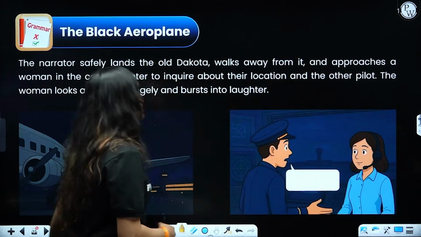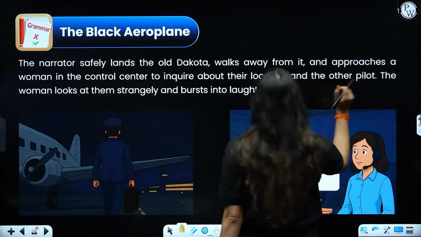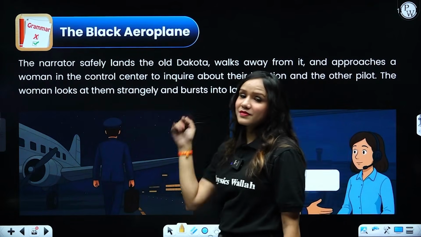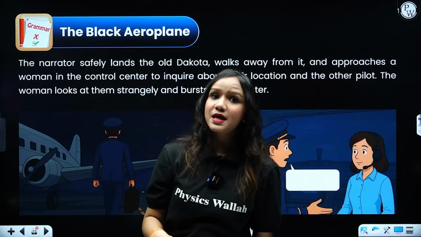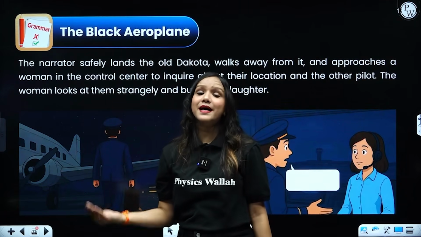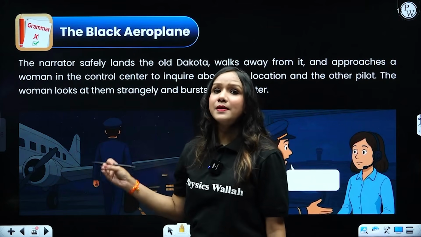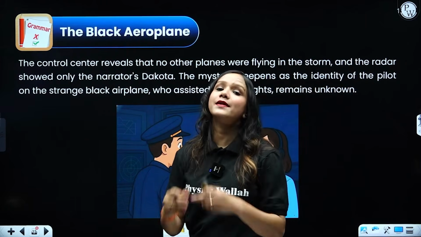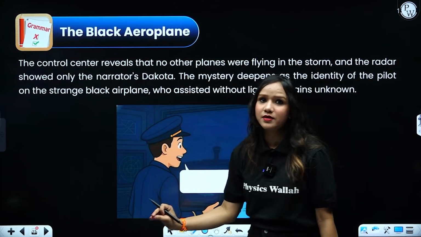Let us see that. So he approached a woman in the control center to inquire about the location of the pilot. The woman looks at him strangely and bursts into laughter. So what happened? When he went to the control center, he asked where he was and about the whereabouts of the mysterious plane that had vanished, and the pilot as well, to which the lady replied that all the flights, owing to bad weather, had already been cancelled and his was the only plane that could be spotted on the radar.